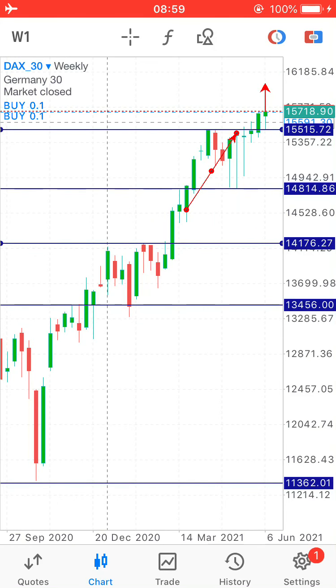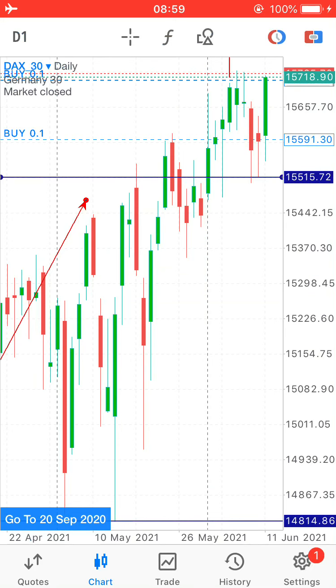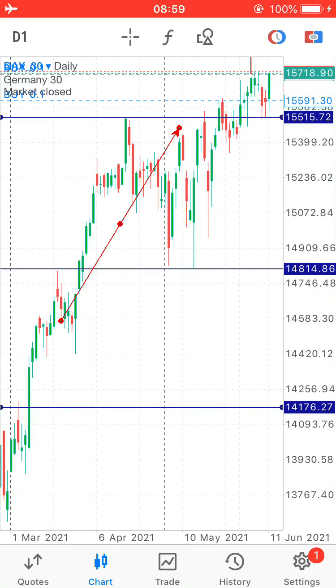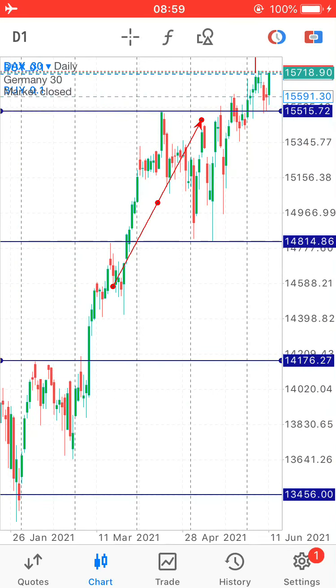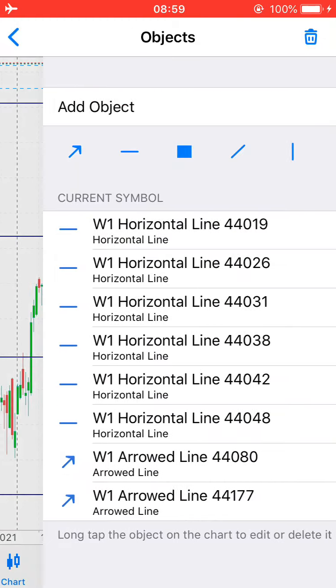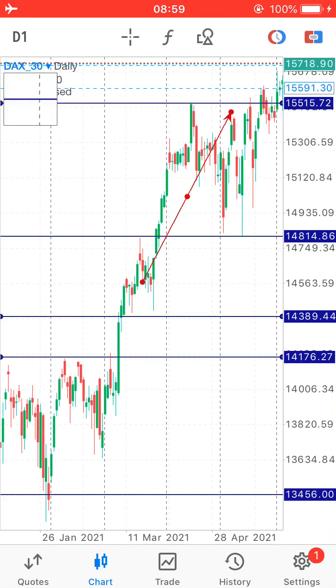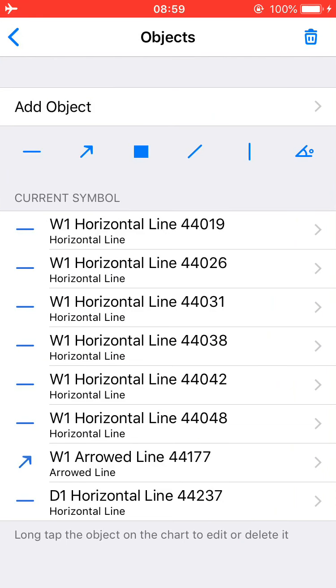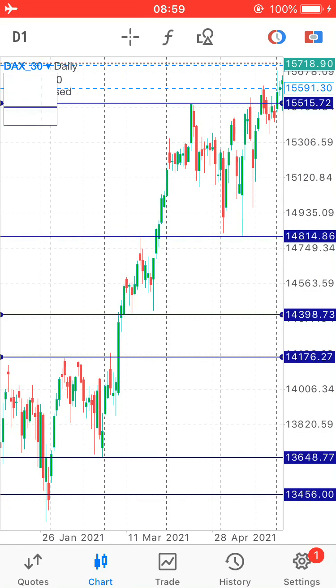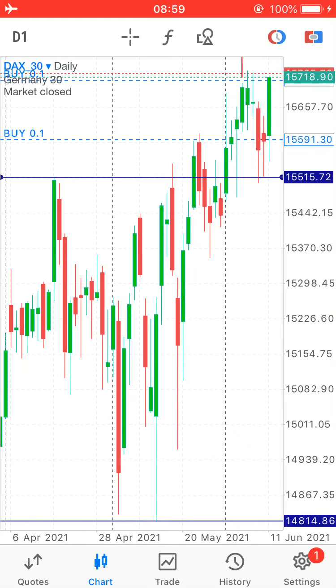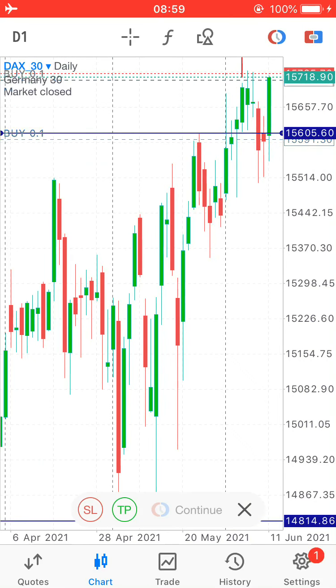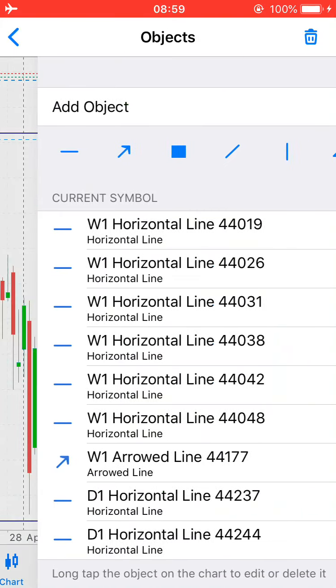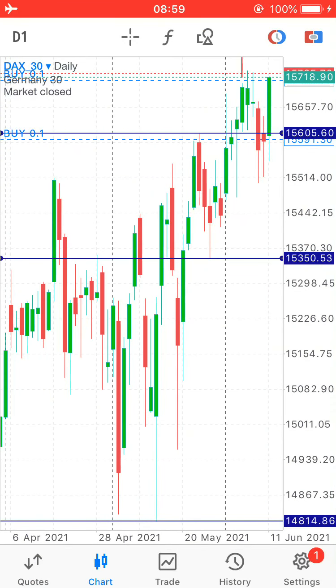So now you will be switching to the 1 day, and also on the 1 day, what do you do? You also identify the obvious support and resistance on your daily chart. So now I'm done identifying all my previous support and resistance, right?